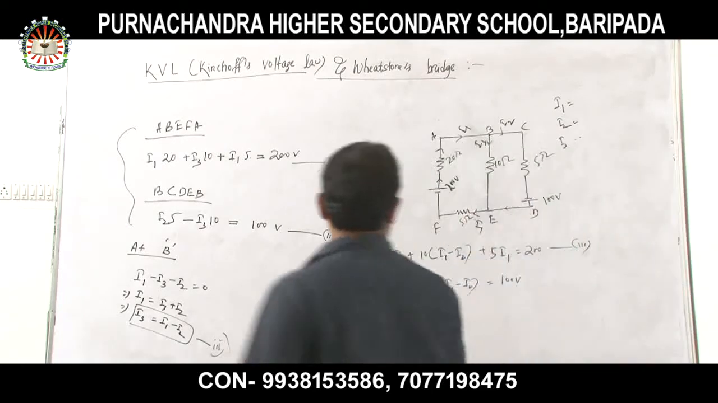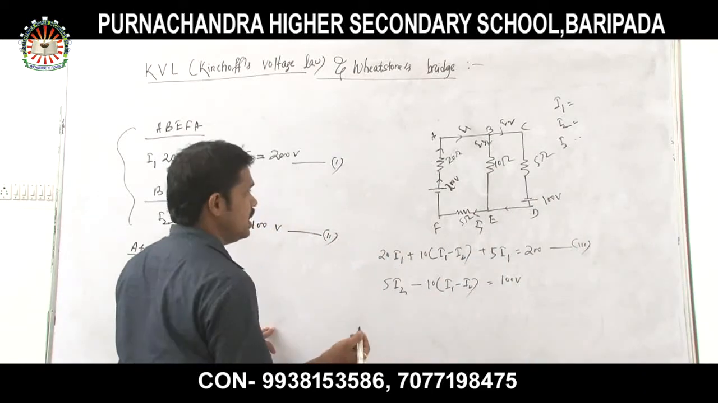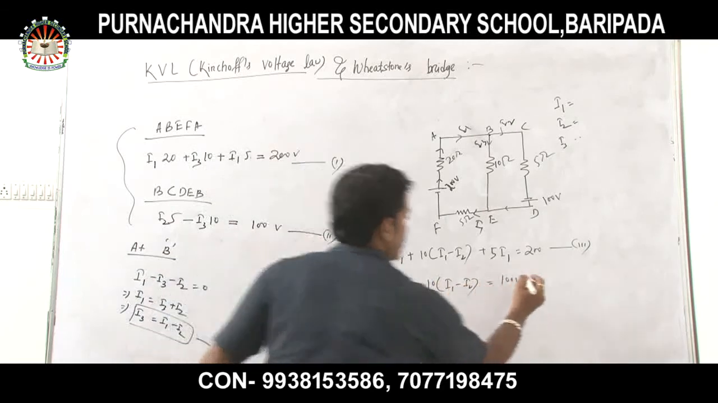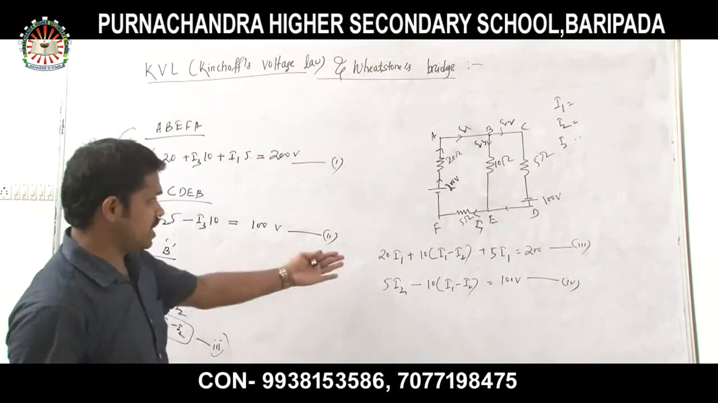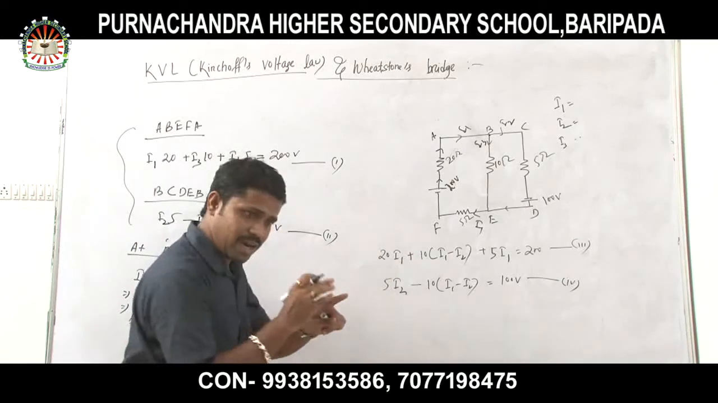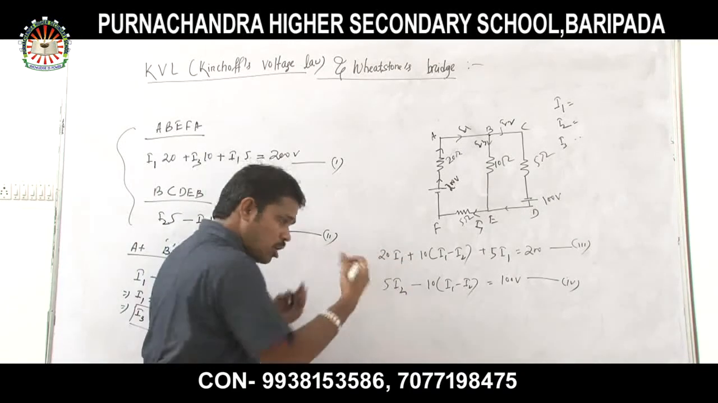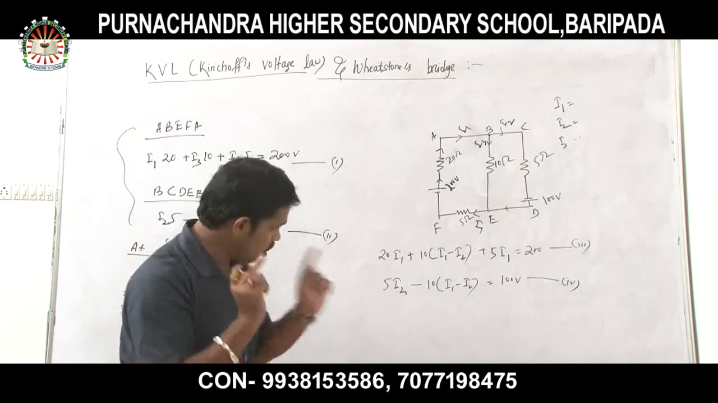Now you can solve it very easily. Look at this. Take it as equation number 4. Now look here. Now it is very easy. Two variables. You have two unknowns, that is I1 and I2. Two unknowns.